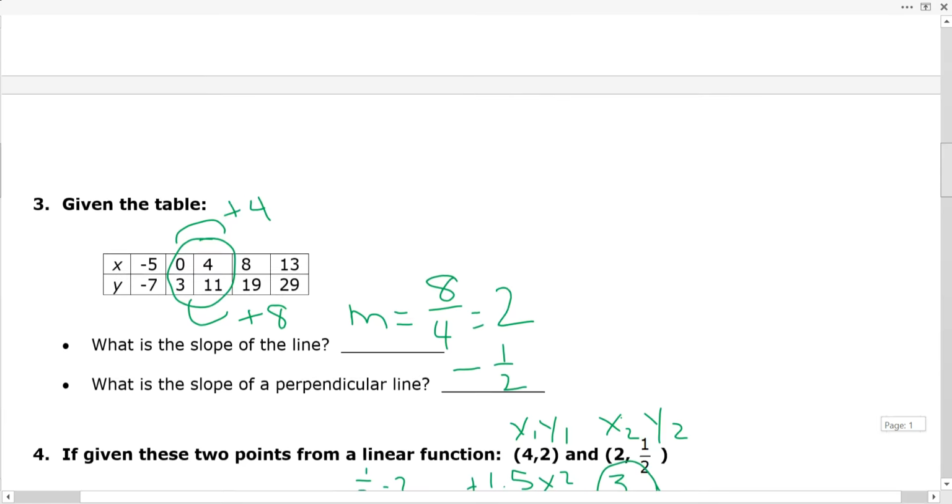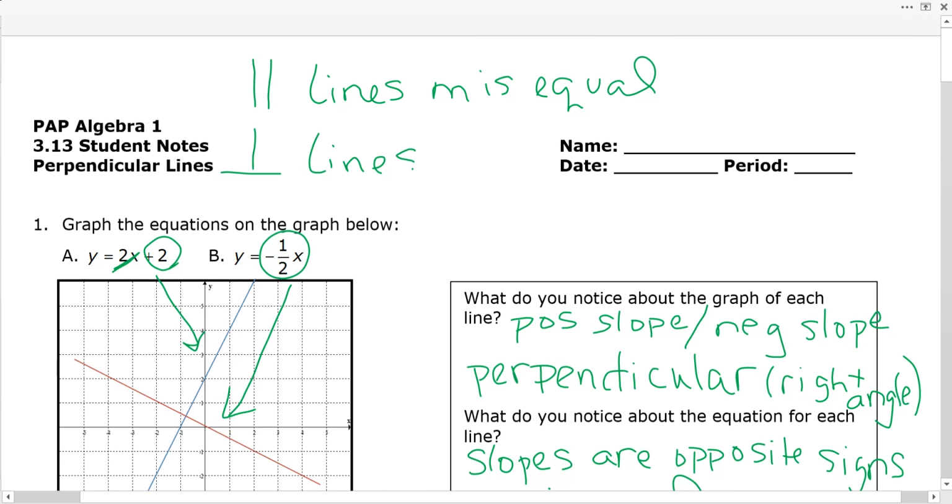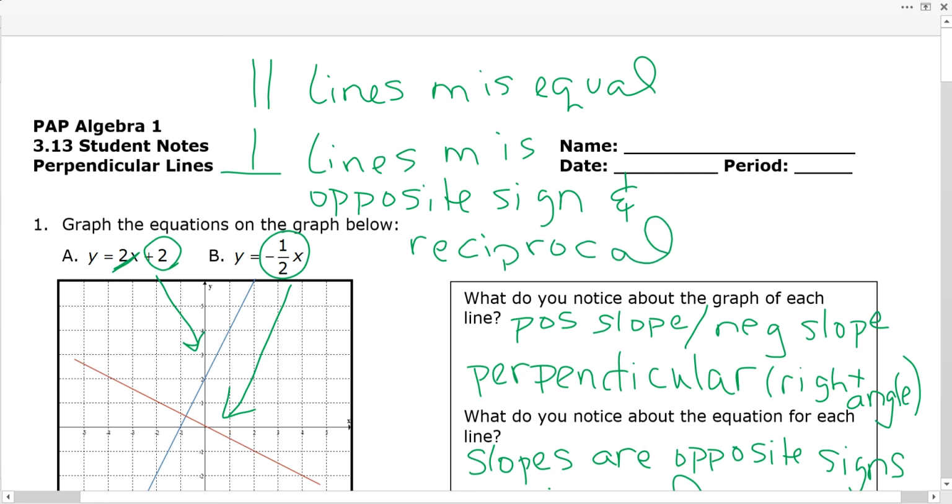All right. Perpendicular lines, important takeaway. If they're parallel lines, slope is equal. If they're perpendicular lines, slope is opposite sign and reciprocal. There's your takeaway for the day, and the practice should be so easy.